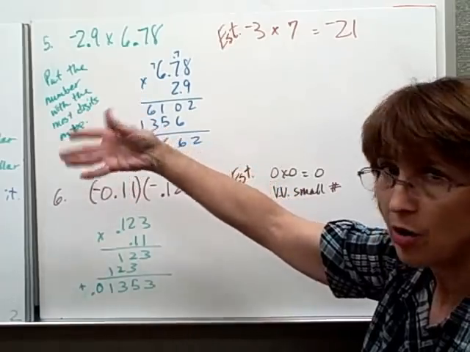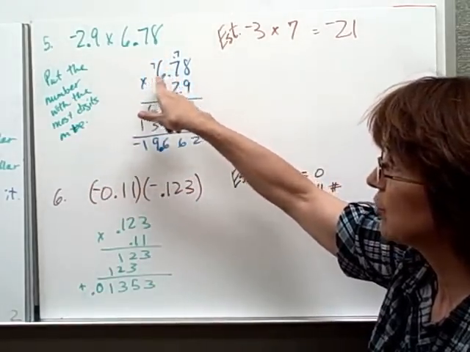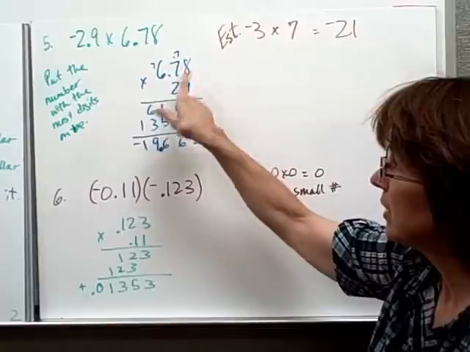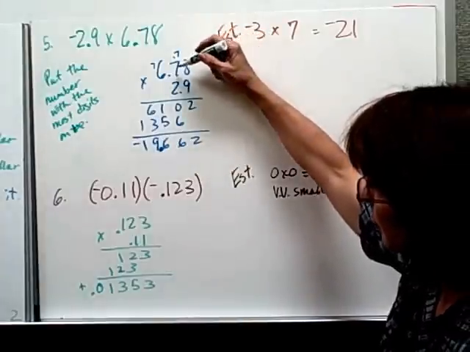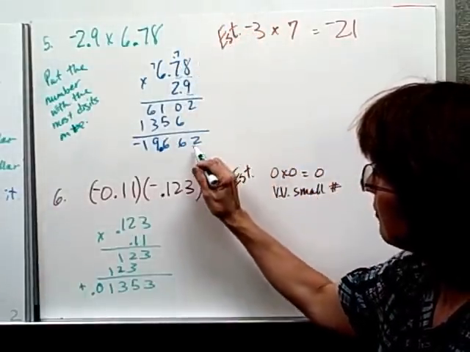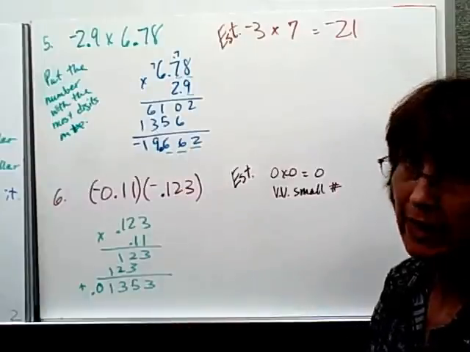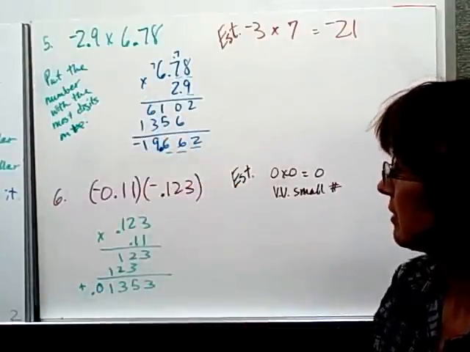This is kind of just a help to get the right answer. So I'm going to put my 6.78, which has more digits than my 2.9, on top. I multiply like usual. Then remember, you count the number of numbers after the decimal in the problem. I have 1, 2, 3. So that's how many you make sure are behind the decimal in the answer. And there you have it. And you have a negative because it's negative times positive.